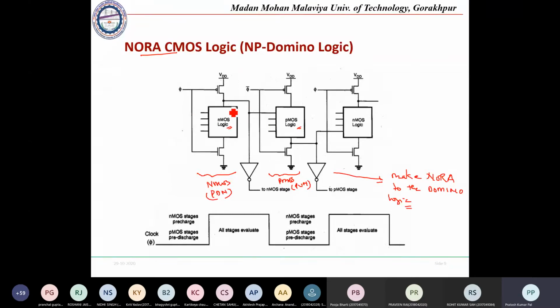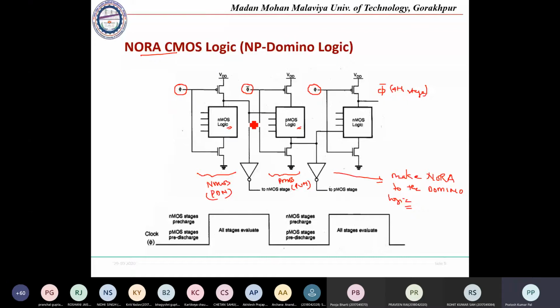So here the clock is phi, and for the next stage the clock is phi bar, that is the complement of the first stage. Again in the third stage the same phi clock will be used, and similarly if there is a fourth stage it will use phi bar. This is how the stage connections take place in NORA logic. So we will see what the advantages of connecting this are.